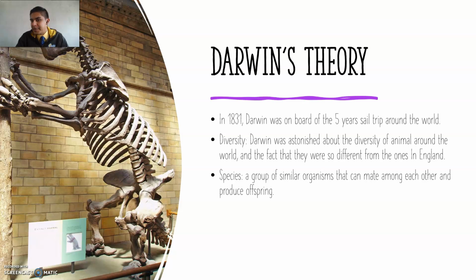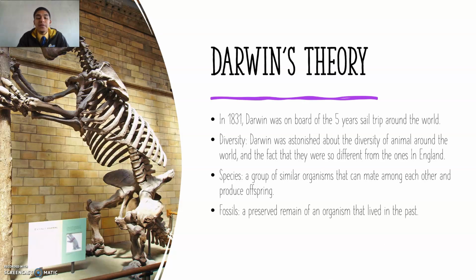And species, what is a species? A group of similar organisms that can mate among each other and produce offspring. So I can talk about the species of quetzal. That is one of them. We can talk about chimpanzees, we can talk about monkeys, horses. Those are examples of different species.